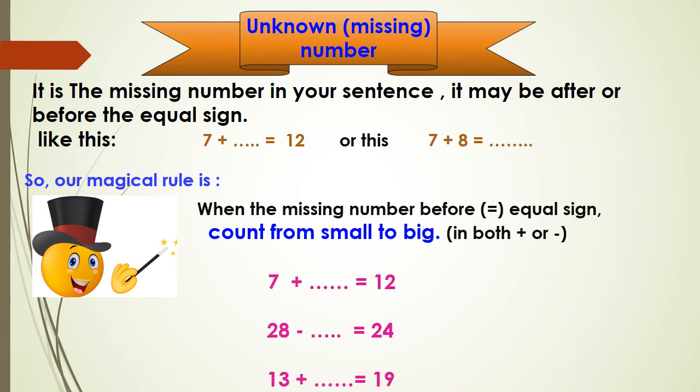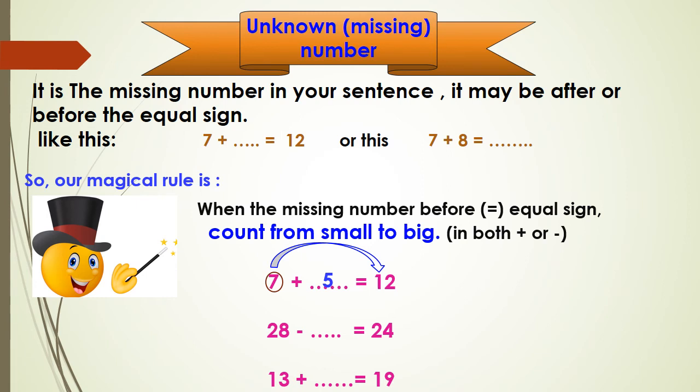The first problem, 7 plus what equals 12? We said we count from small number to big number. Small number here is 7. So we will count from 7 to 12. After 7, 8, 9, 10, 11, 12. How many fingers do we have? 5. So 7 plus 5 equals 12.